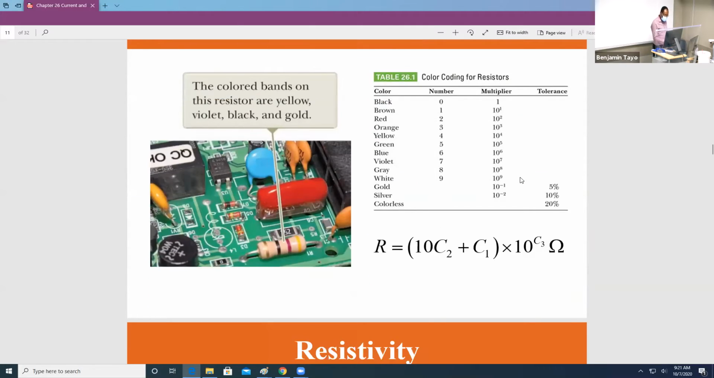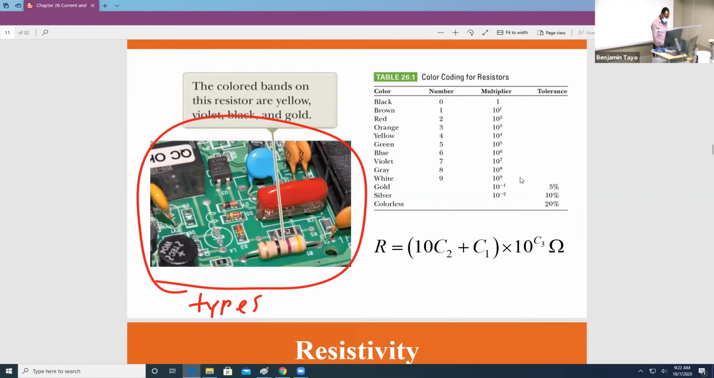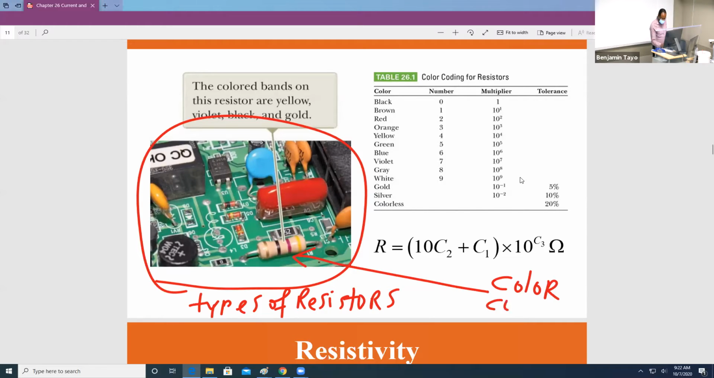On this picture here, you can see different types of resistors. And every resistor has something that is called the color code. The color code gives me an equation that I can use to calculate the value of my resistance.